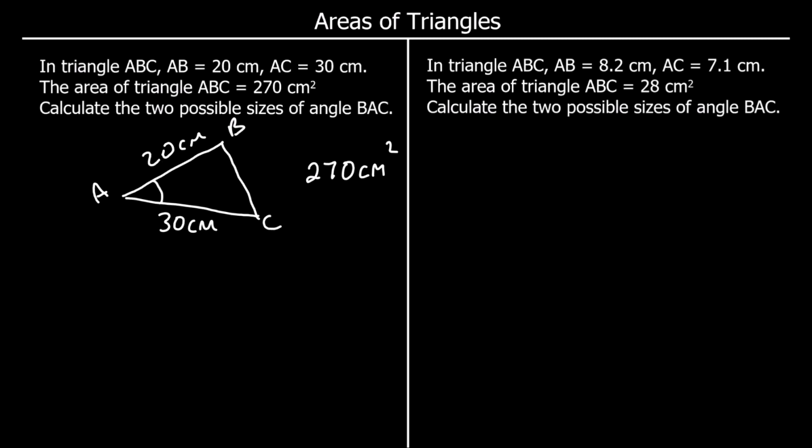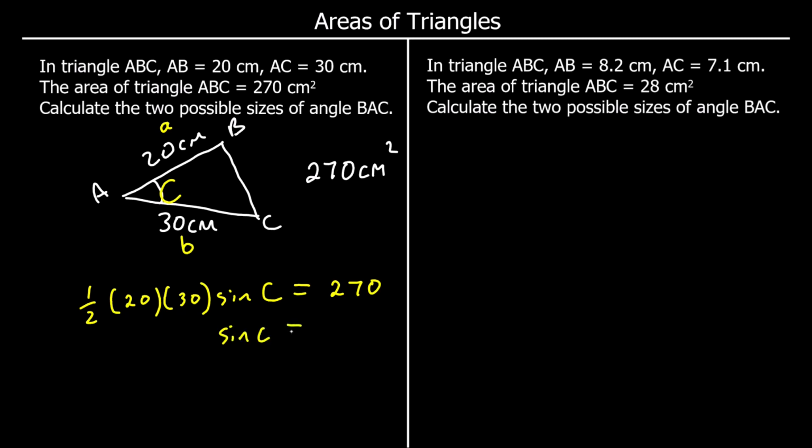So we're going to use the area of a triangle, half ab sine C. The angle we want is going to be our big C. Opposite big C is little c, and the other two are a and b. So let's just substitute in: half times a times b sine C equals 270. Let's get sine C by itself by dividing by half times 20 times 30.